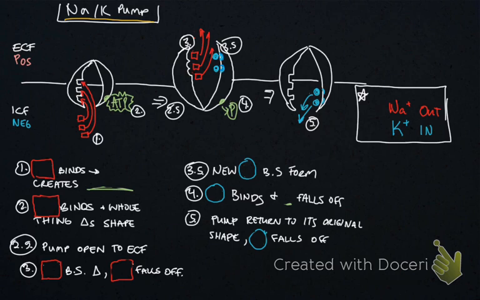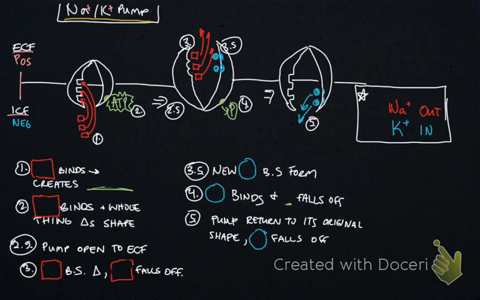Remember that sodium has a positive charge as well as potassium. But this pump moves these things in opposite directions and in different amounts, and it creates this difference in charge between the outside and the inside of the cell. So let's take a look at how it actually does that.